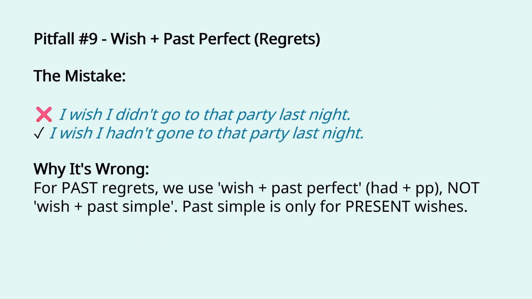Pitfall number 9: wish plus past perfect, regrets. The mistake: "I wish I didn't go to that party last night." Correct: "I wish I hadn't gone to that party last night." Why it's wrong: for past regrets, we use wish plus past perfect, had plus past participle, not wish plus past simple. Past simple is only for present wishes.